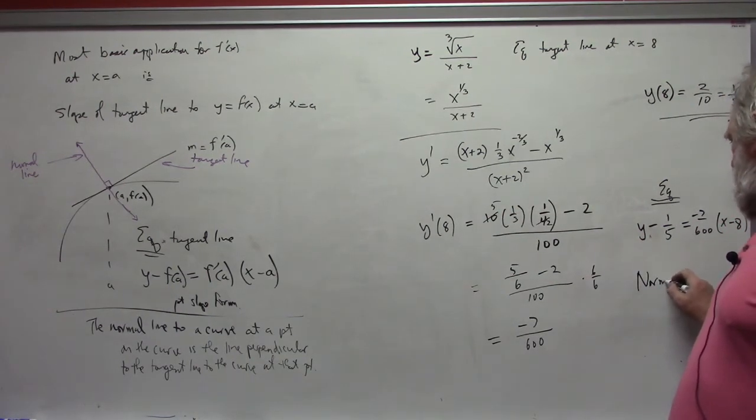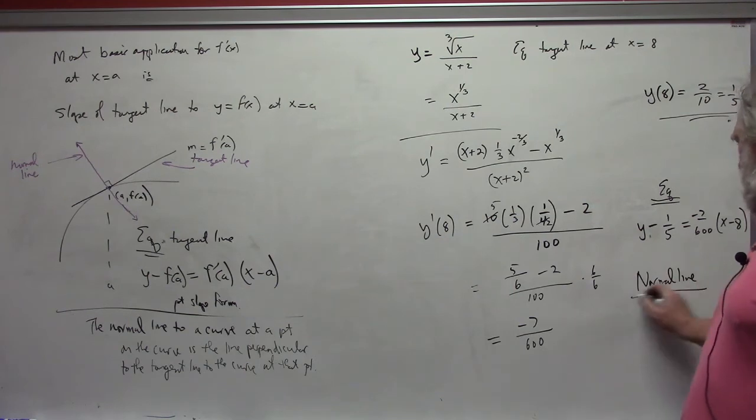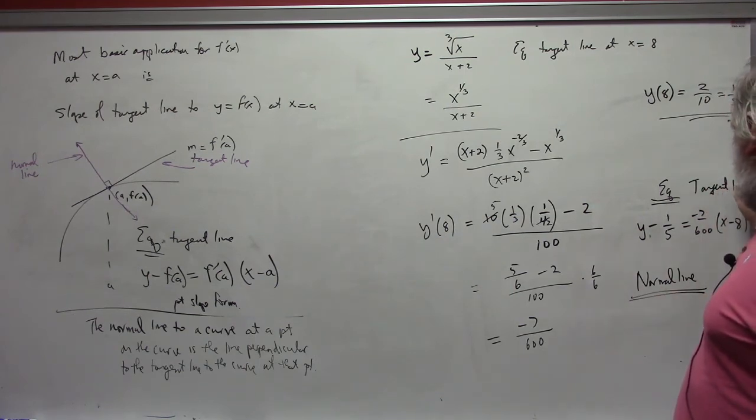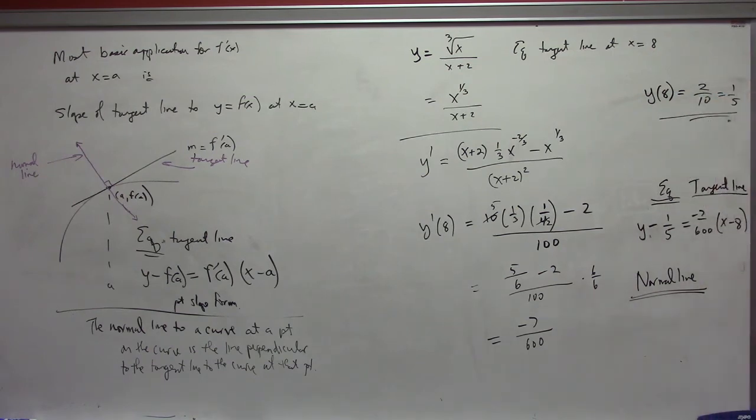The normal line at the same point, again, this was my tangent line. The normal line would be y minus 1/5 is equal to positive 600 over 7 times the quantity x minus 8. Right? The slopes are negative reciprocals.